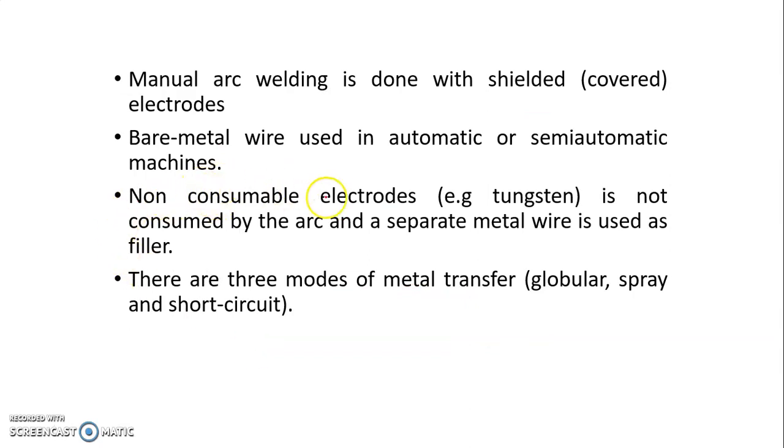Manual arc welding is done with shielded electrodes, which are also called covered electrodes. Manual arc welding is almost always performed with shielded arc welding. Continuous bare metal wire can be used as the electrode in automatic or semi-automatic conditions.